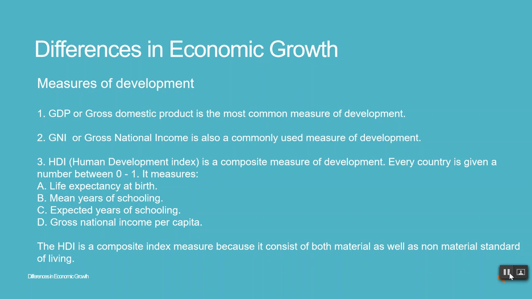Its measures include A. Life expectancy at birth, B. Mean years of schooling, C. Expected years of schooling, D. Gross national income per capita. The HDI is a composite index measure because it consists of both material as well as non-material standard of living.